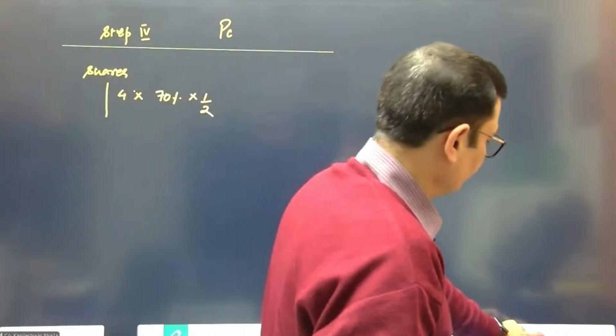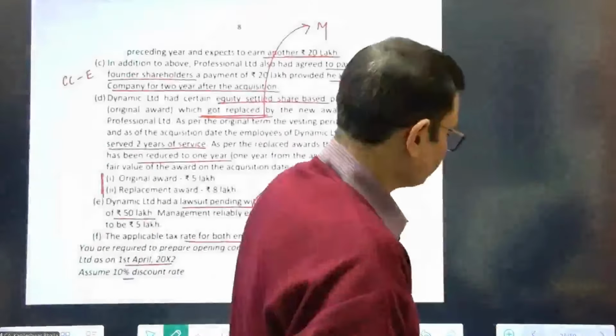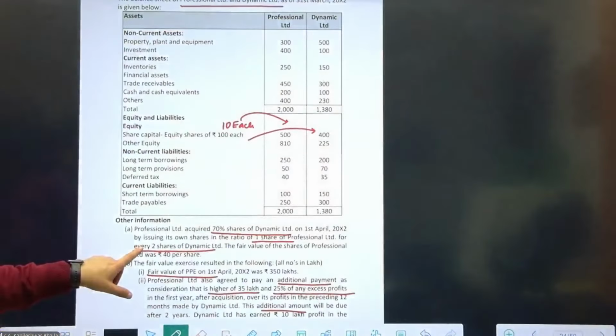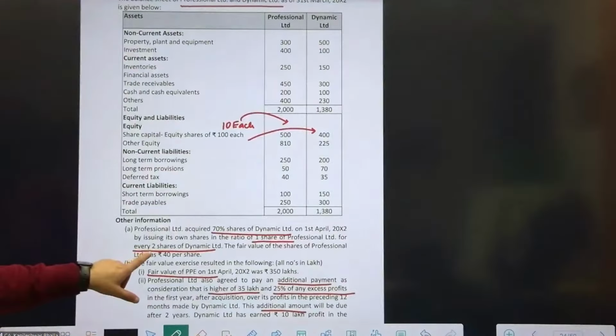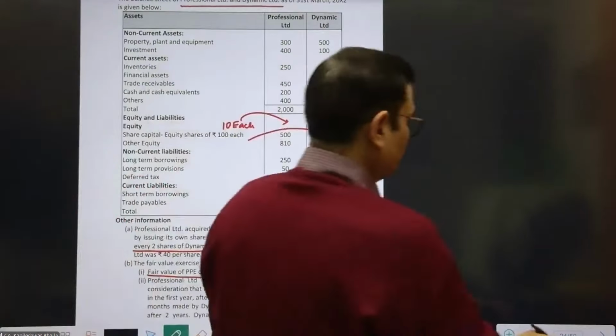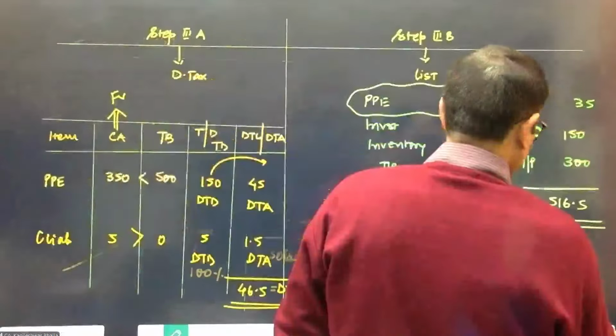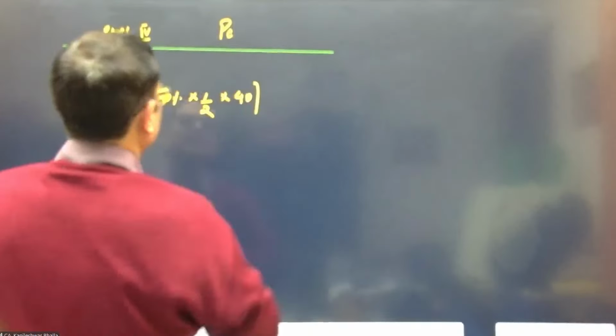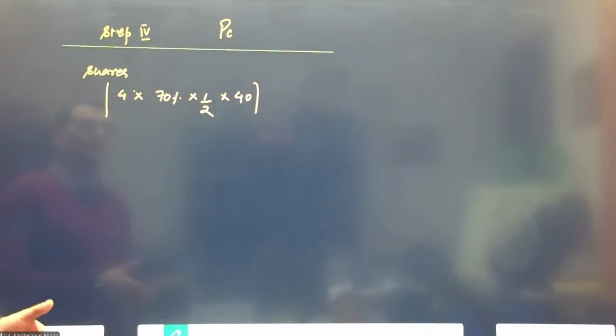And let's see what is the fair value of the shares. So we acquired 70% shares and we gave 1 share for every 2 shares at the rate of 40 rupees per share. So this will give us the fair value of the shares issued.